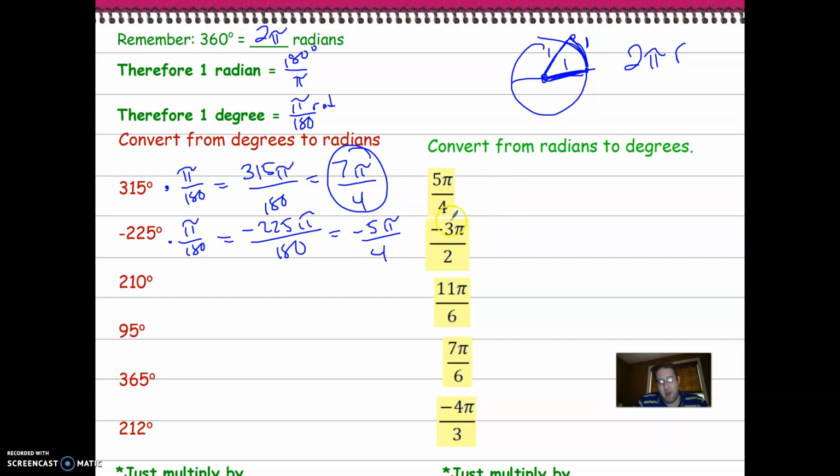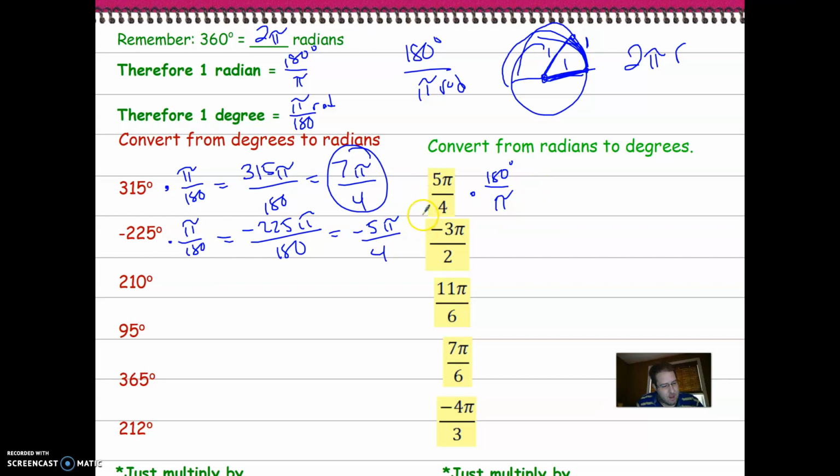Now, what if I'm doing it the other way around? Then I'm going to multiply it by 180 over pi. Keep in mind, 180 degrees over pi radians is the same thing, because 180 degrees is halfway around a circle. Pi radians, 3.14, is halfway around a circle, because 2 pi is all the way around a circle. So I'm really just multiplying it by 1. I'm not changing anything. I'm just changing radians into degrees, because I'm going to get rid of the pi's.